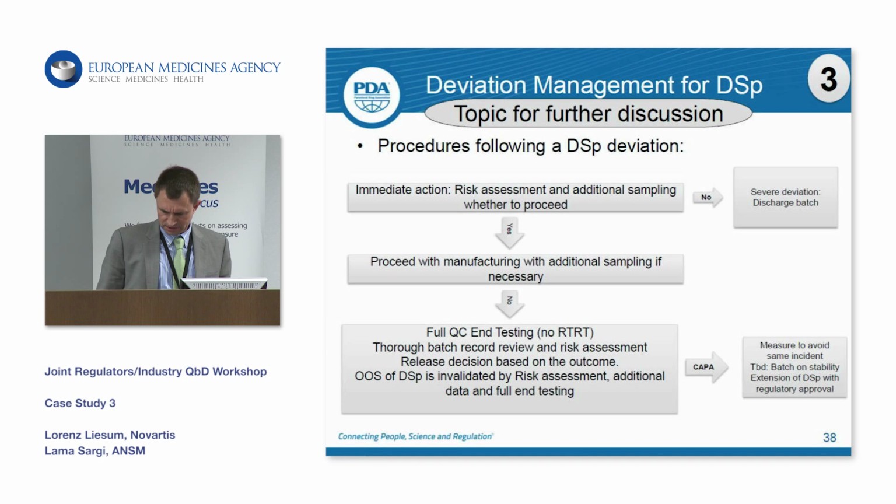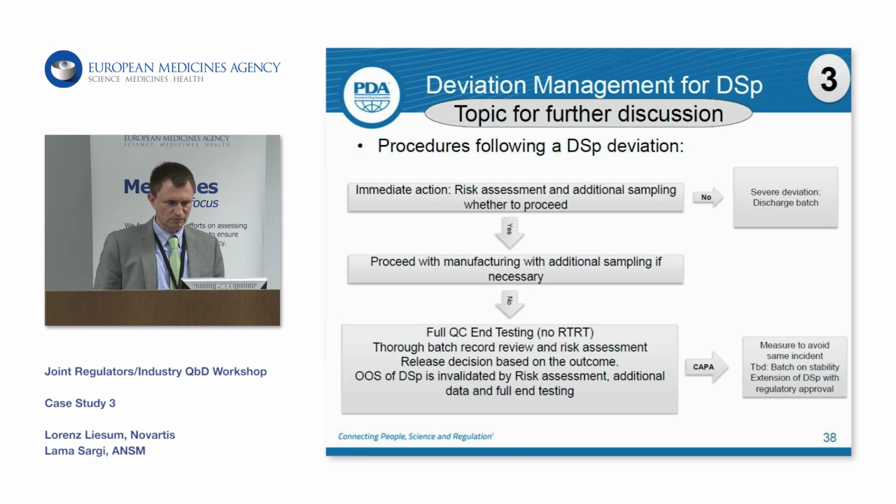So how to handle it? There should be an immediate action. There should be a risk assessment and maybe additional sampling to get an idea whether it might be useful to go on. If the output of this risk assessment is that it is a severe deviation, then there's a no-go at this point, and the batch might be discarded. Otherwise, if the decision is taken to go on with manufacturing, maybe with additional sampling if necessary, then the question arises how to come to a release decision.